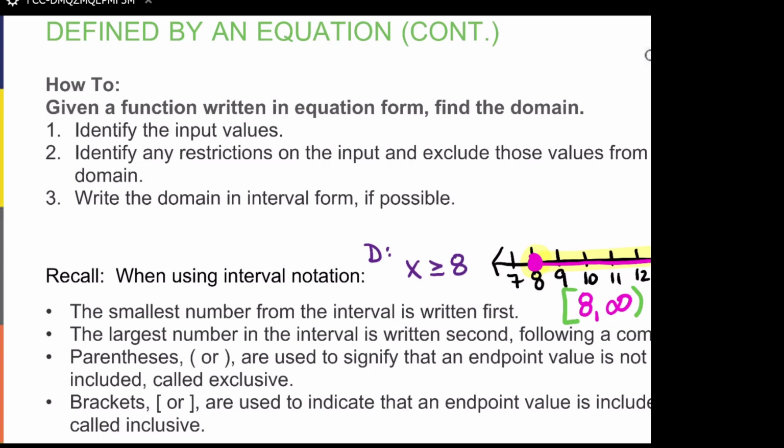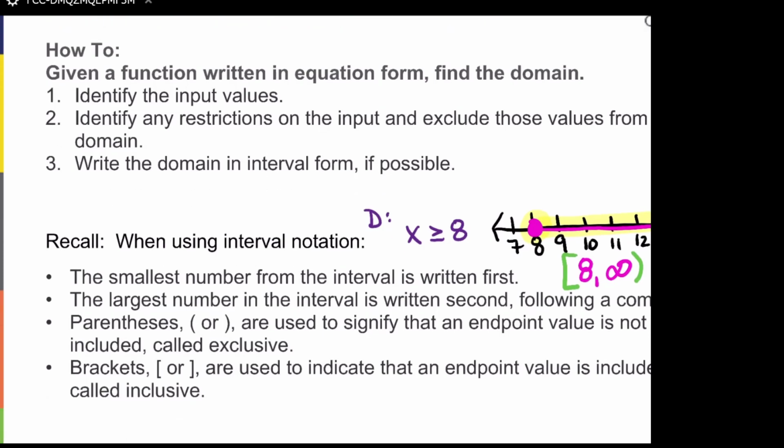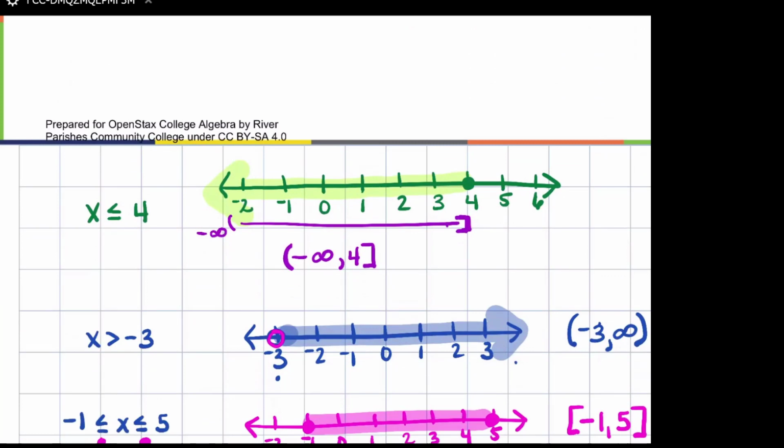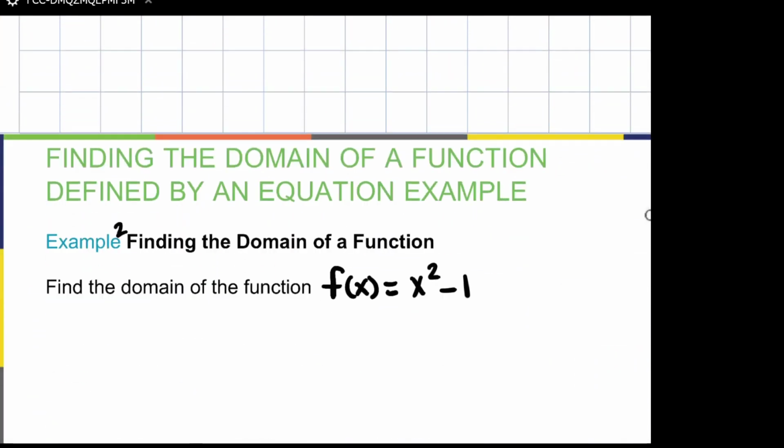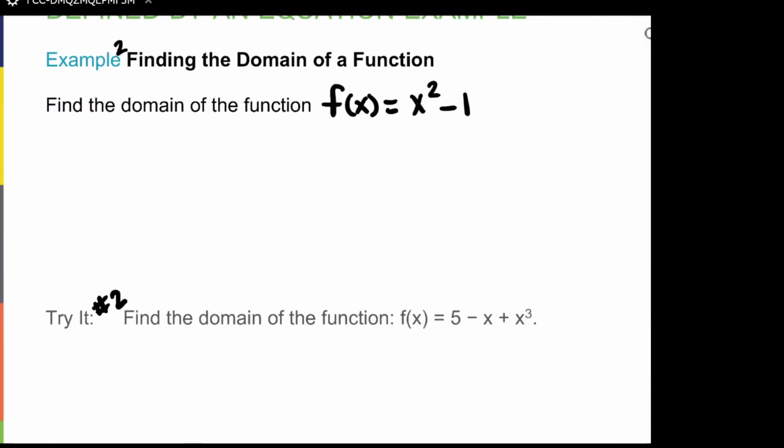So that's just what I was talking about. In the case of the square root of x, we would exclude all negative values because you can't take the square root of a negative number. And then you would write your domain in interval form if possible. So let's go to example 2. It says, find the domain of the function x squared minus 1.